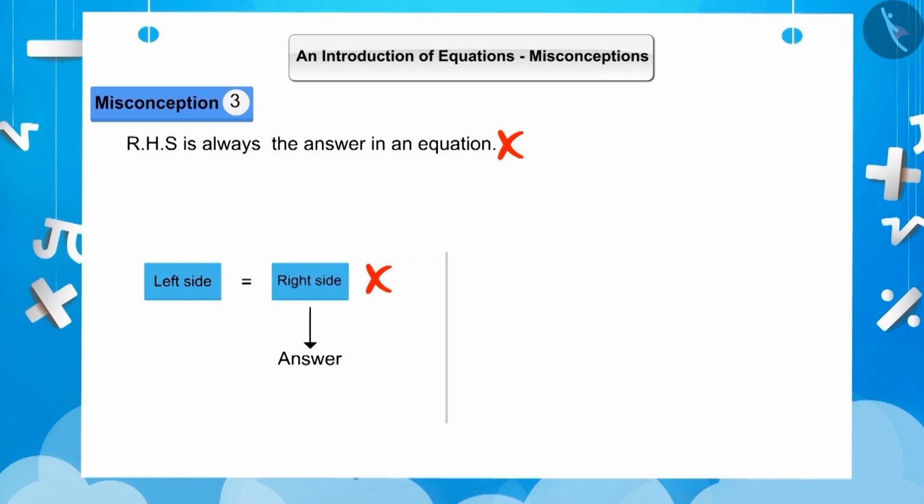Look at this equation. X plus 5 is equal to 11. Children think that the value of x here is 11, but this is a wrong understanding. The correct understanding is that the value of x plus 5 in this equation is equal to 11, which, when solved, will give the value of x.